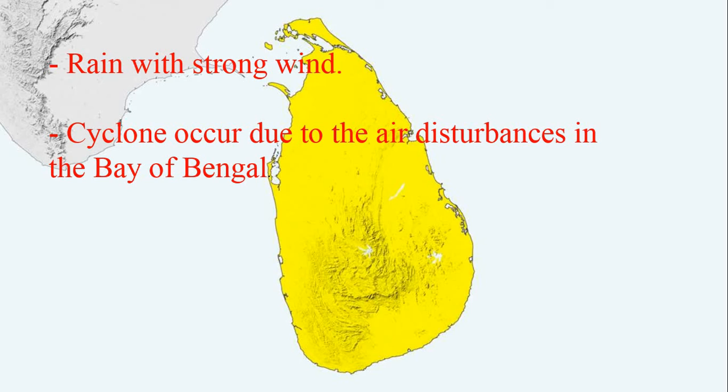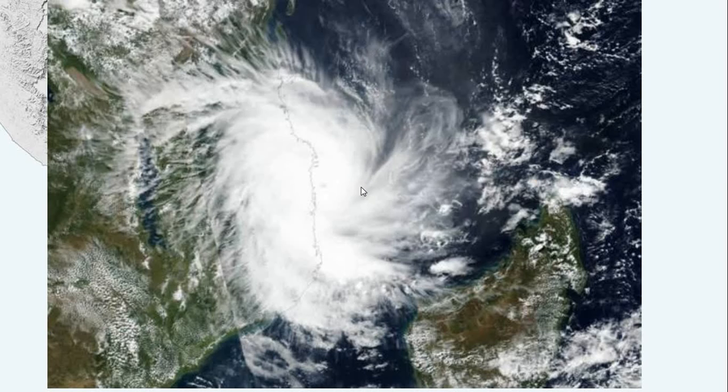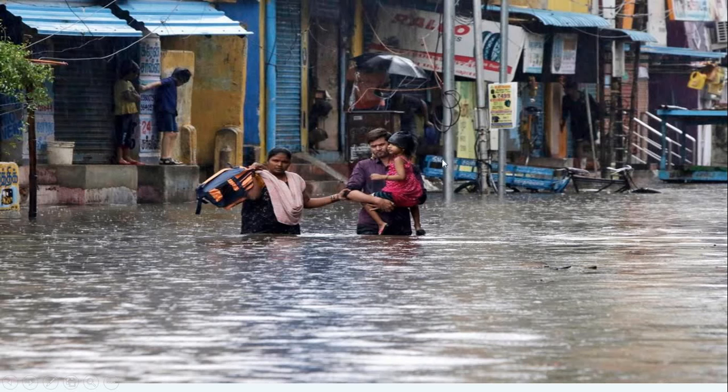So they are called the cyclones. Right, here I have shown you a picture. So it is a cyclone. It's a picture of a cyclone, and due to cyclones you can see heavy rainfall and floods occur.